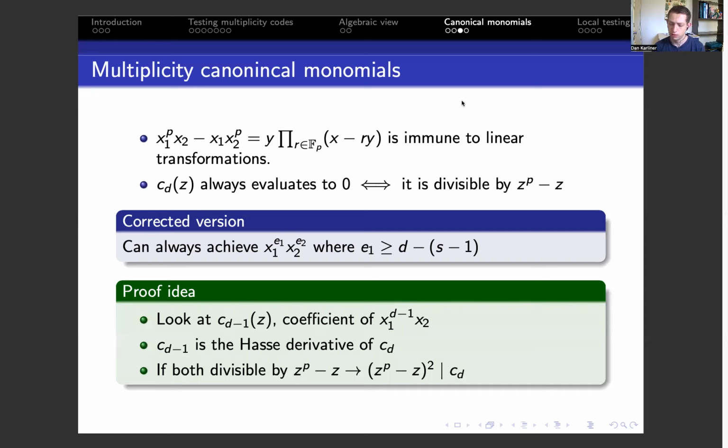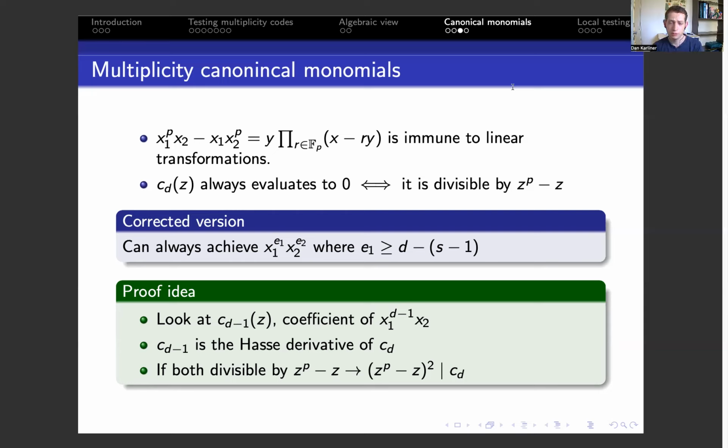So the main idea in the proof, which is maybe the main new observation in this paper: if we look at the coefficient of cd minus 1, so the next monomial after the one we were hoping to achieve, it's the coefficient of x1 to the d minus 1 x2. This polynomial is the Hasse derivative of cd. Now, if you're not familiar with Hasse derivatives, in our parameter regime, it's basically the same as a normal derivative multiplied by some constant, so you can just think of a regular derivative.